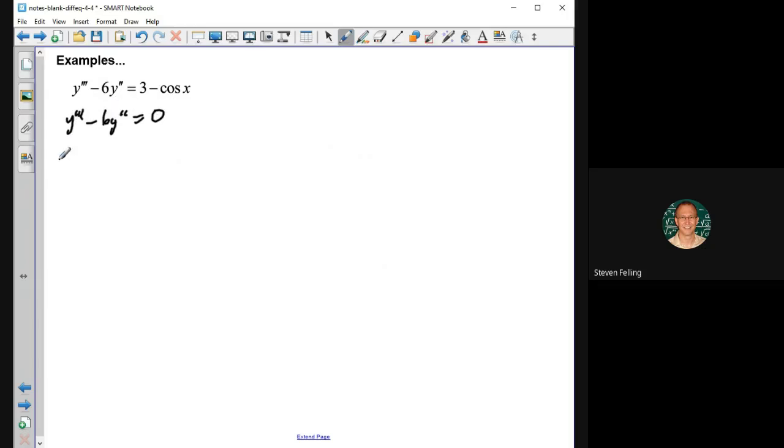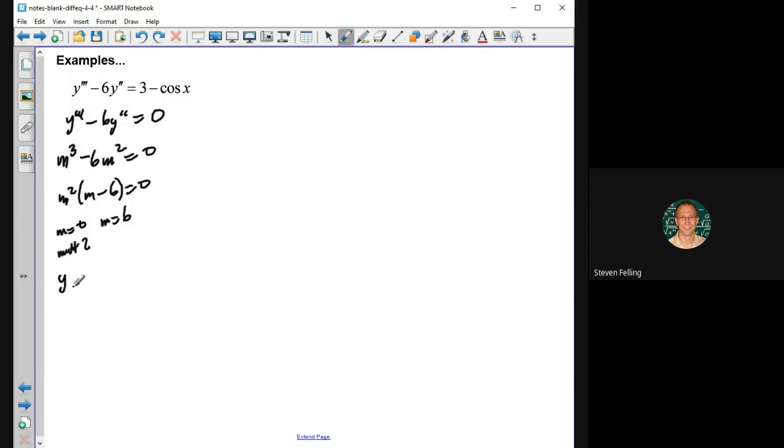So again, I can solve this with my auxiliary equation. It would be m cubed minus 6m squared equals 0, which means you can factor an m squared out, which means we have m equals 0 with multiplicity of 2, and we have m equals positive 6 with multiplicity of 1. Which means that for my yc solution, it's going to be some constant times e to the 0x.